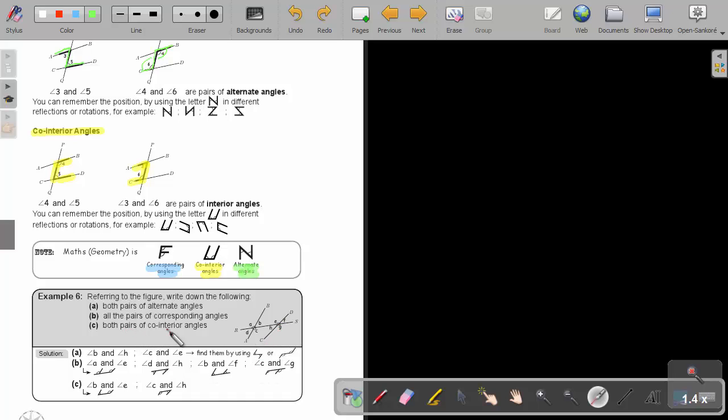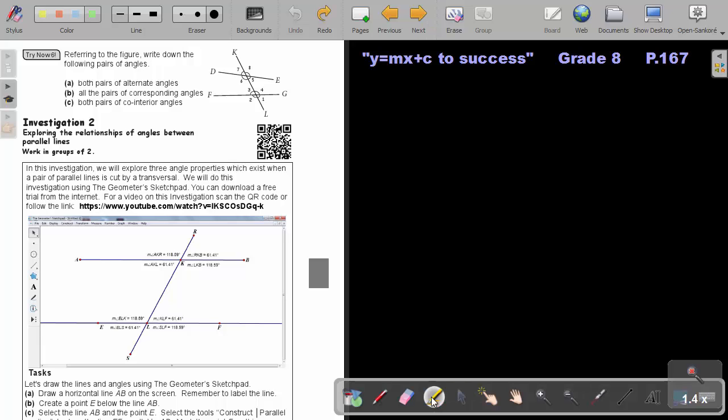And then co-interior, this will be on the same side but the inside. So it's B and E. And if you look at this side, it will be C and H. Okay, let's go to the next one. I want you to stop the video and try number 6 A, B and C. And as soon as you are finished, you can continue with the video.